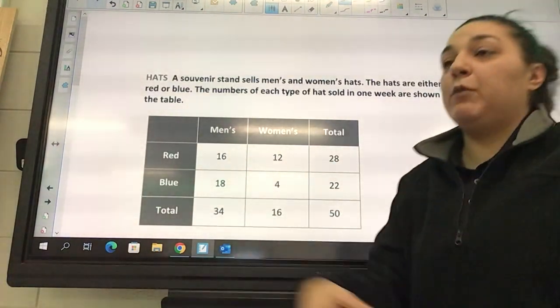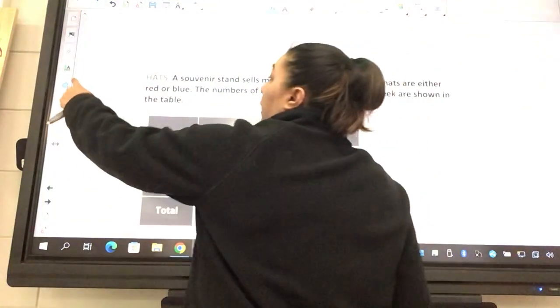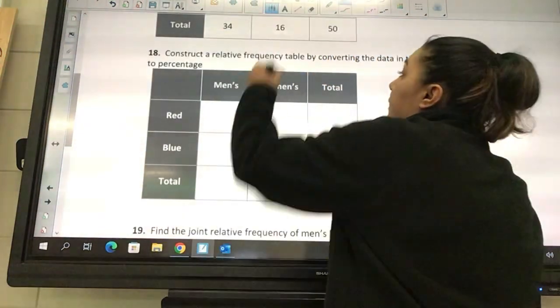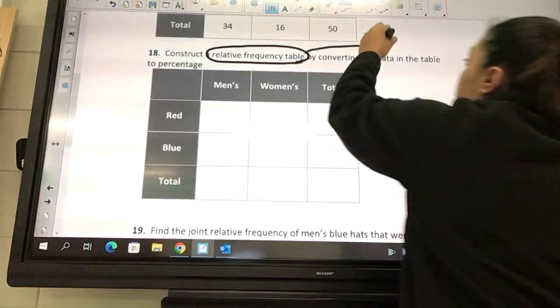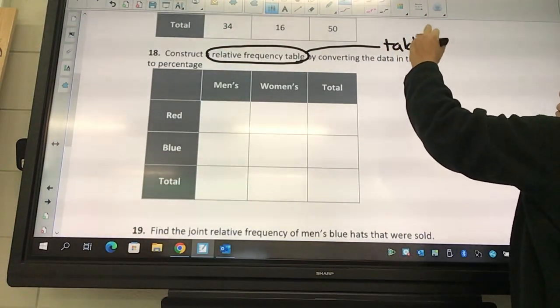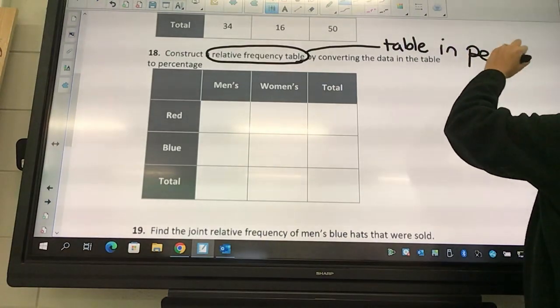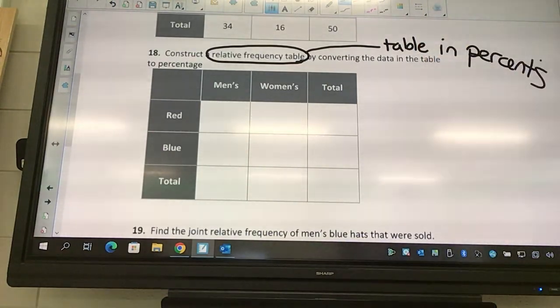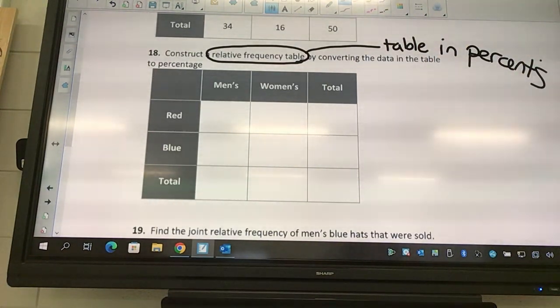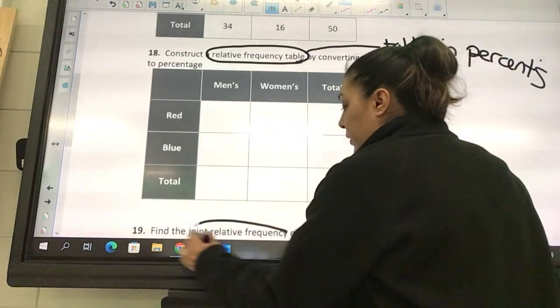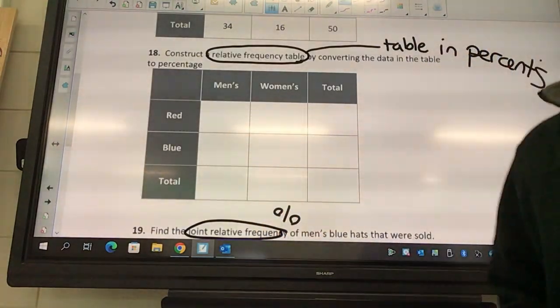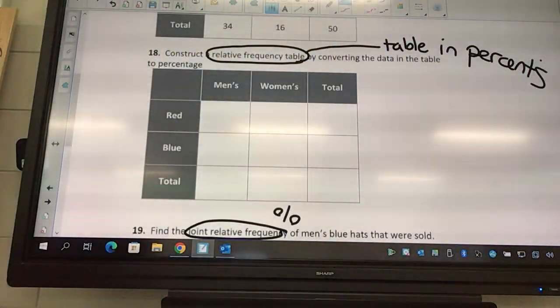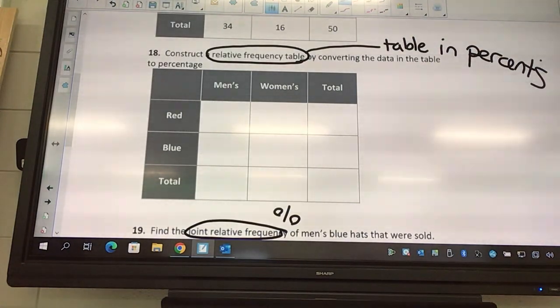They've already filled out this table for you, okay? A relative frequency table means a table that's in percent. Okay, that's the only difference between this one and the one right above it. It means it's a table in percents. Anytime you see that relative or joint frequency, that means they want the percent. So all you need to do is how many men's red hats were sold? Look at your graph. Men's red. 16.